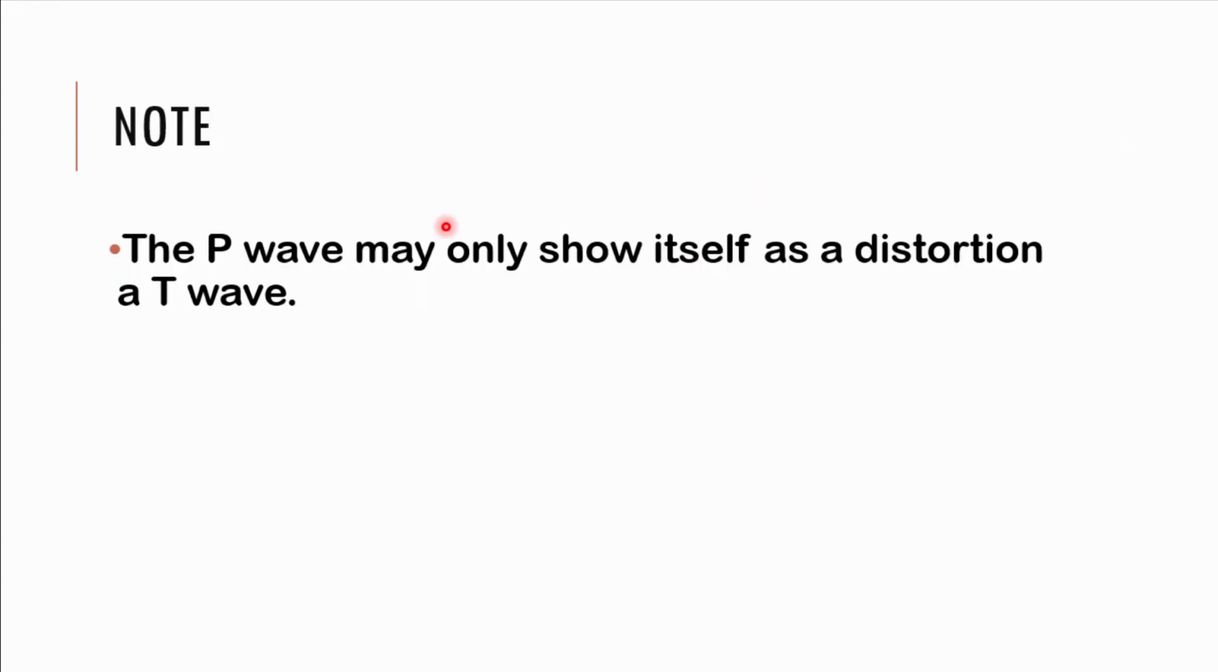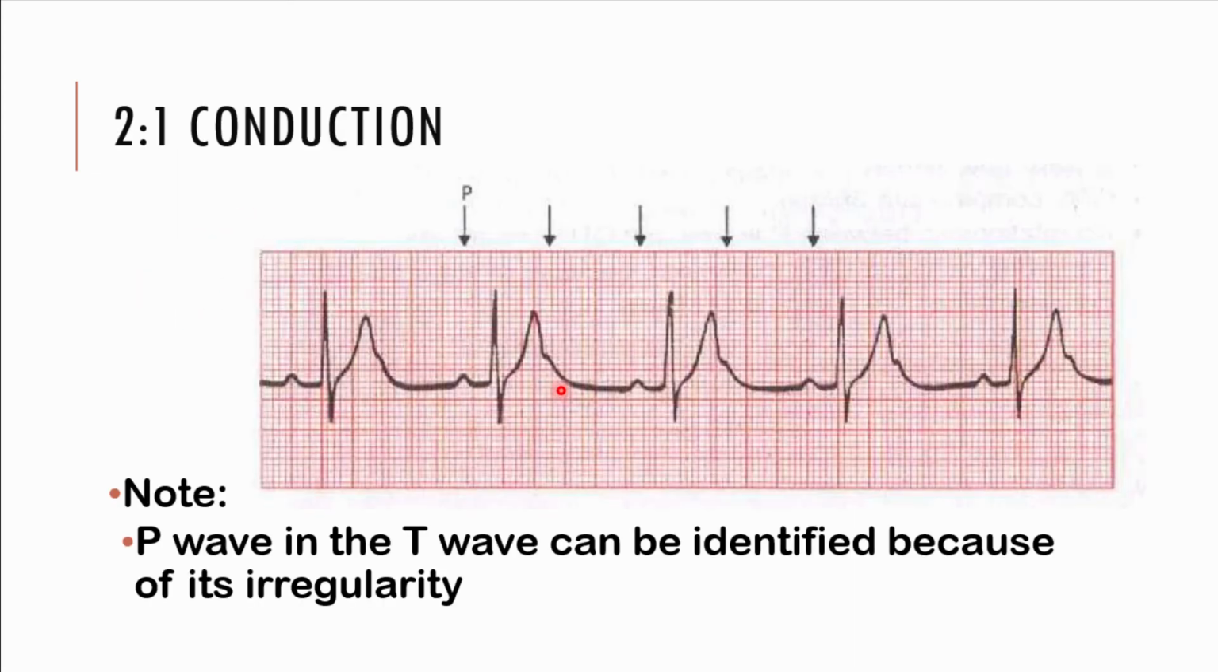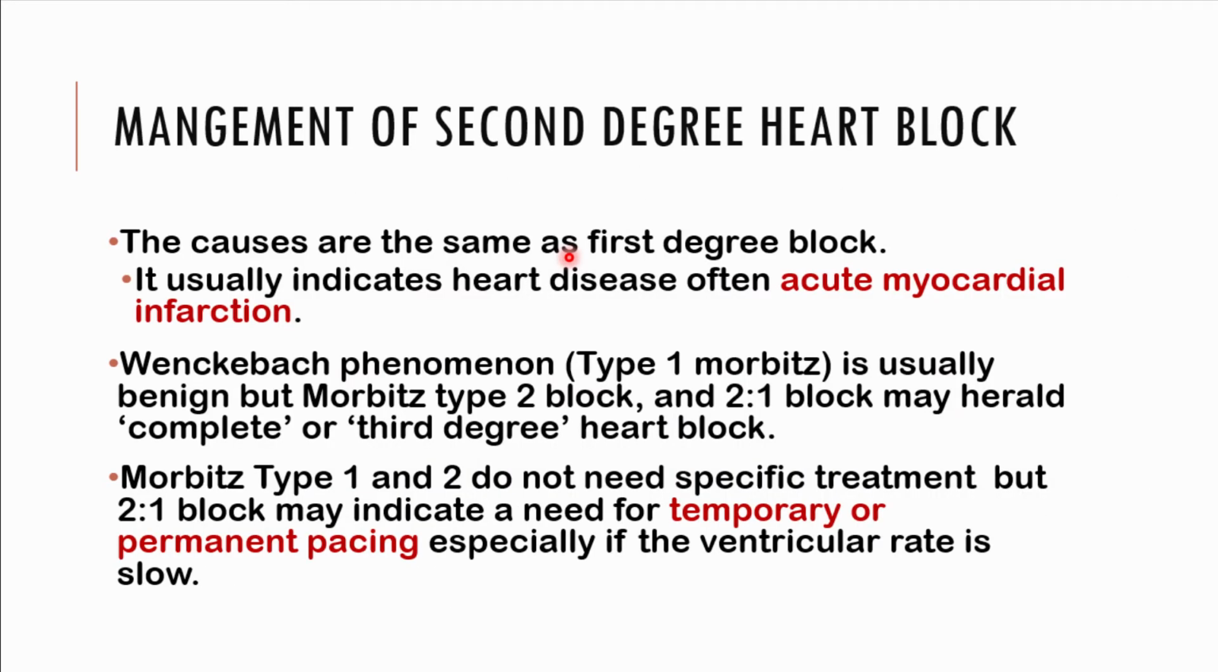So like I already told you, the P wave may only show itself as a distortion of the T wave. So here's another example of 2-1 conduction where the T wave may appear as if it's peaked, but this is only because of the P waves. As you can see, there is another bump or another notch here if you look very closely. So you have a P wave here, another P wave here, a P wave here, another P wave here. So that's a 2-1 conduction.